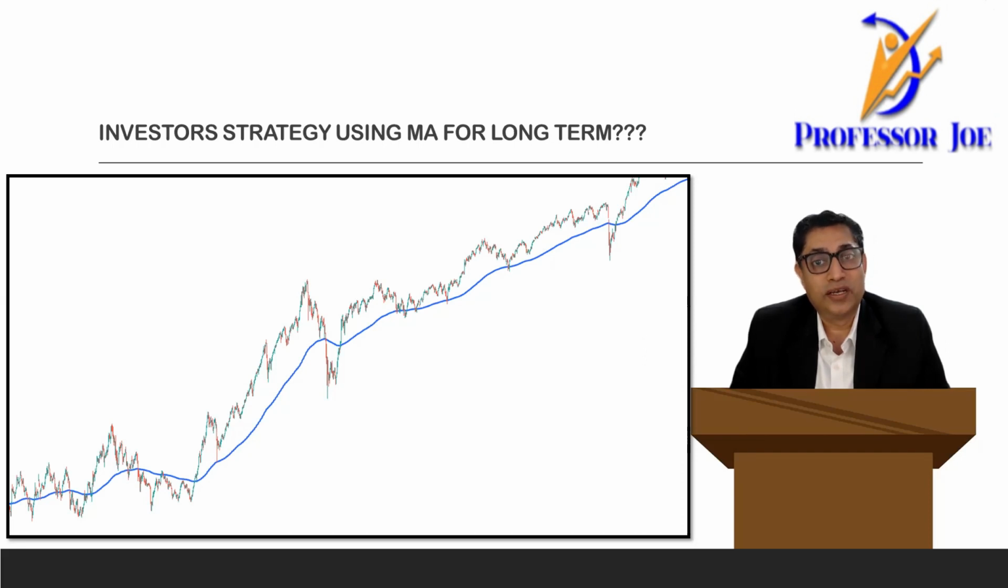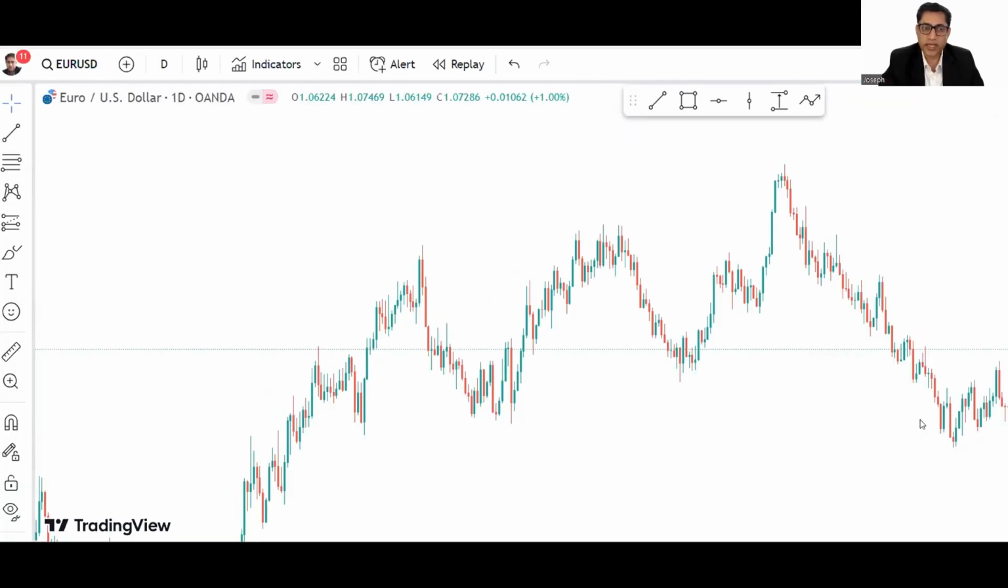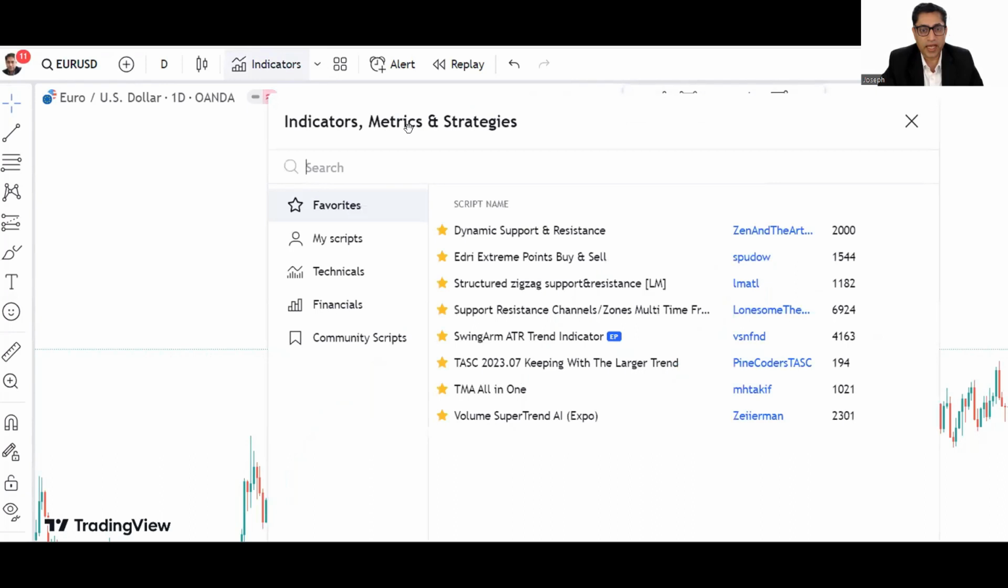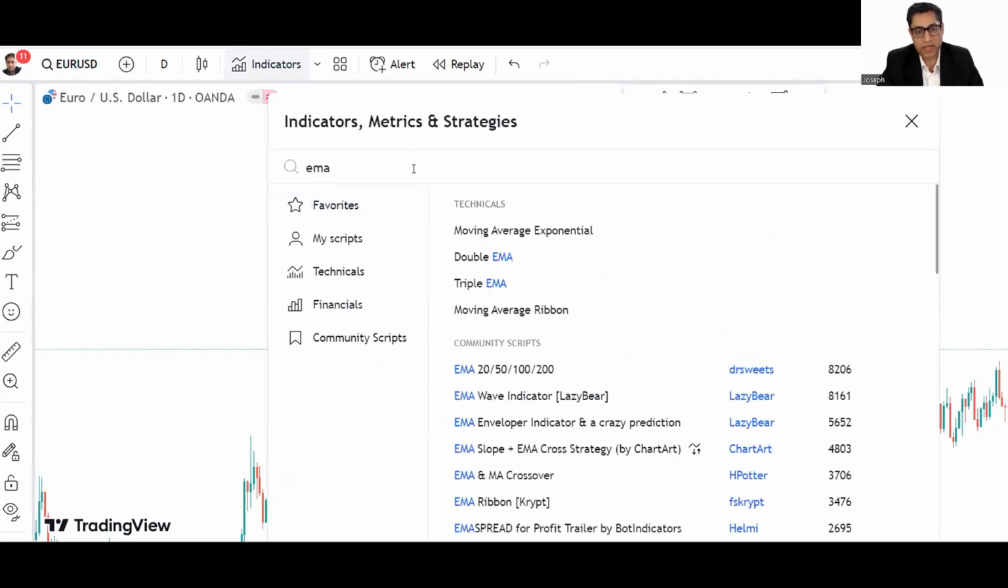Now let us look at how to draw an EMA or an MA on a chart using TradingView. Like you can see on the screen, we are using a Euro USD chart. It's a daily chart and we are on TradingView. All you have to do is go to indicators and type in EMA. There are multiple types of EMA. We will use the simple one, EMA, moving average.